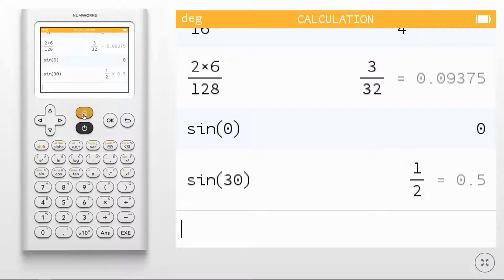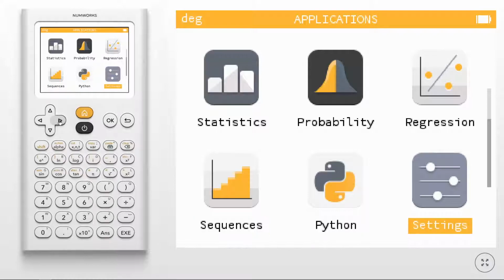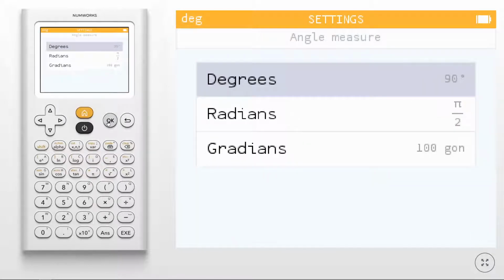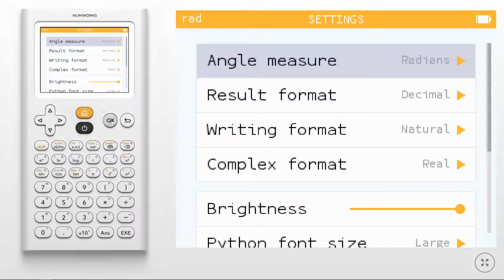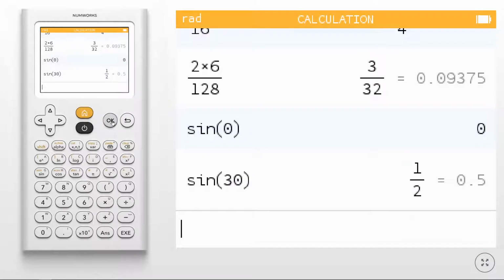So I'll click on the home. Everything we've been doing has been in the calculations application, but we're going to show a couple of these others. The one we're going to go to now is the settings, and hit OK. I'll change the angle measure, so hit OK to radians. Hit OK. By the way, if you want to get back quickly to the calculations, just double click on this and it jumps back up there, and hit OK.